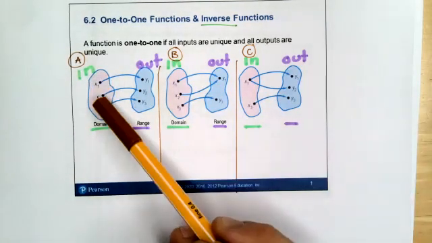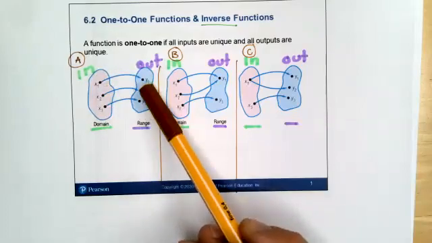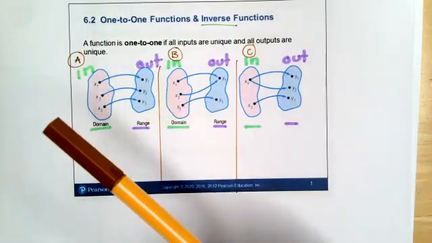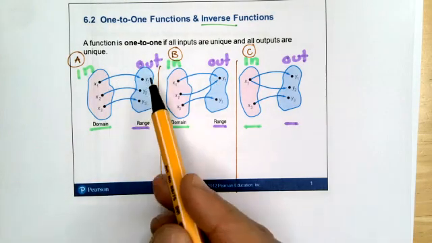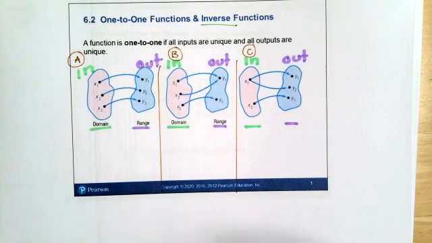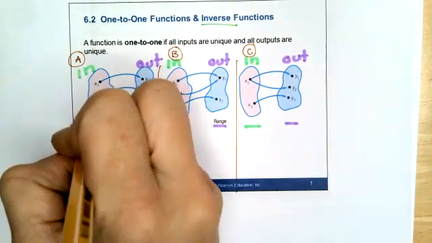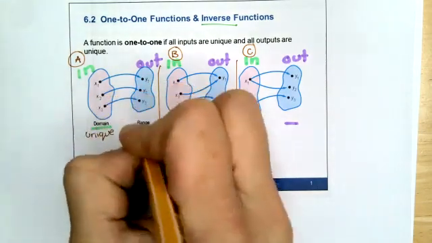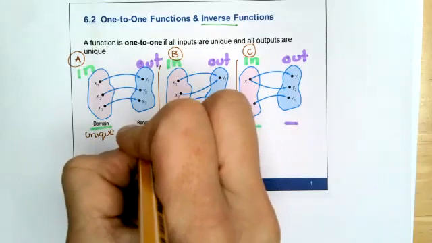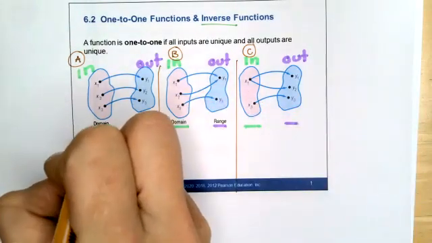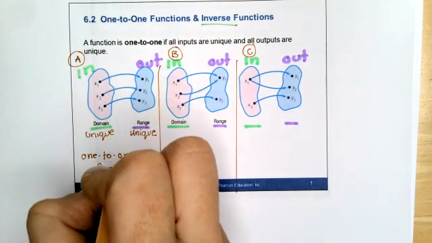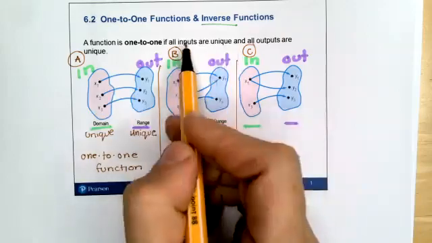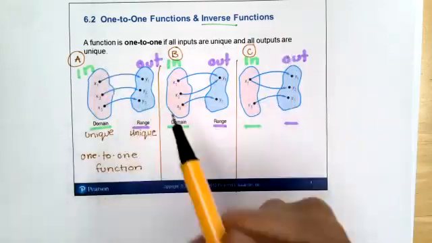we have x sub 1, x sub 2, and x sub 3. There's no second arrow coming off of any of those. So no x value is used more than once. No y value is used more than once: y sub 1, y sub 2, y sub 3. All x and y values are unique. The domains are unique. The ranges are unique. There is no repeating. So we would say this is a one-to-one function. That's the only rule for one-to-one functions. All inputs are unique, all outputs are unique.